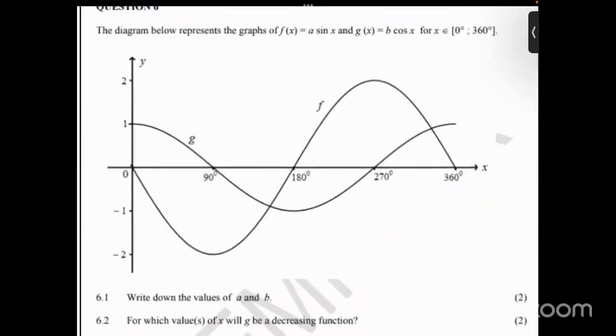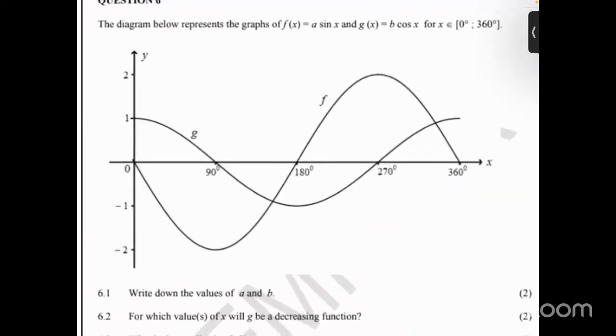Okay. So now I am going to be taking you through this question number 6, where we will go through that diagram and definitely the question. The diagram below represents the graphs of f of x, which is equal to a sine x, and g of x, which is equal to b cos x, for that same range of x being an element of 0 degrees and 360 degrees.